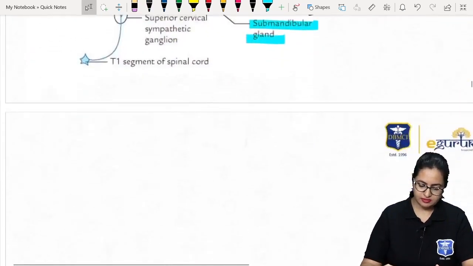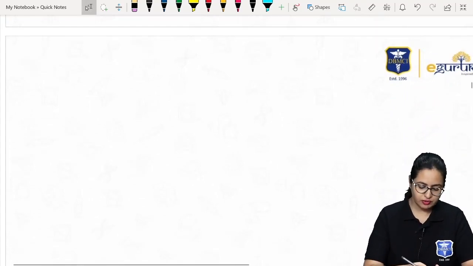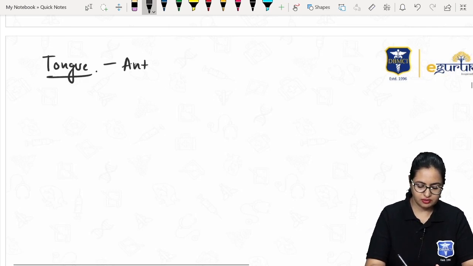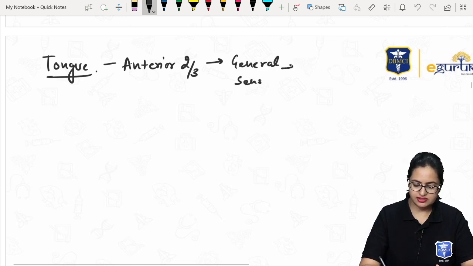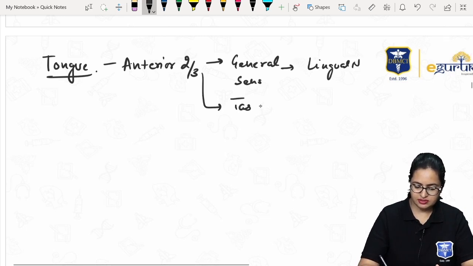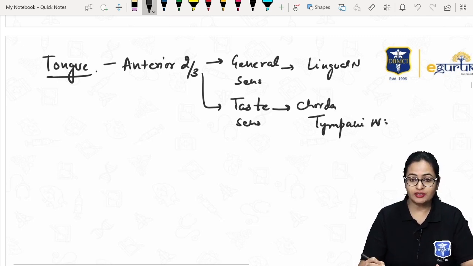Apart from this, if we talk about the supply of the lingual nerve to the tongue, the anterior 2/3 of the tongue, the sensory supply of the anterior 2/3, the general sensation, is carried by the lingual nerve, and the taste sensation is carried by the chorda tympani nerve.